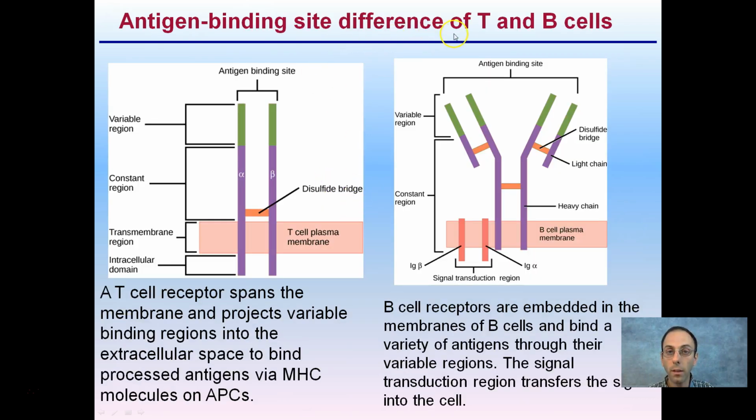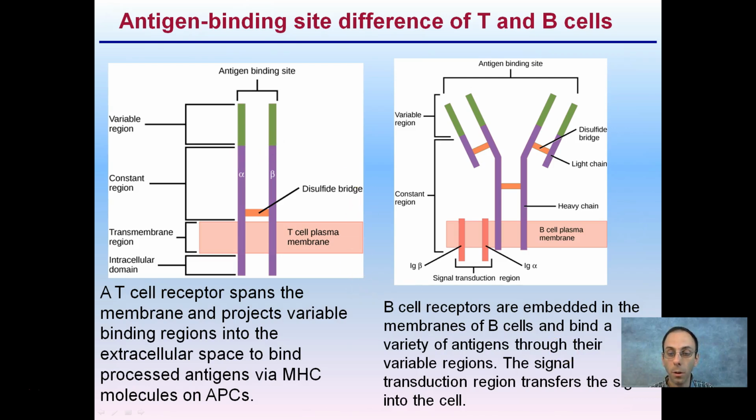So the antigen binding site is different in T and B cells. A T cell receptor spans the membrane and projects variable binding regions into the extracellular space, and binds to processed antigens via MHC, the major histocompatibility complex here. Now our B cells look very different on just a quick comparison. This one has a branched appearance, and this one has a single appearance.